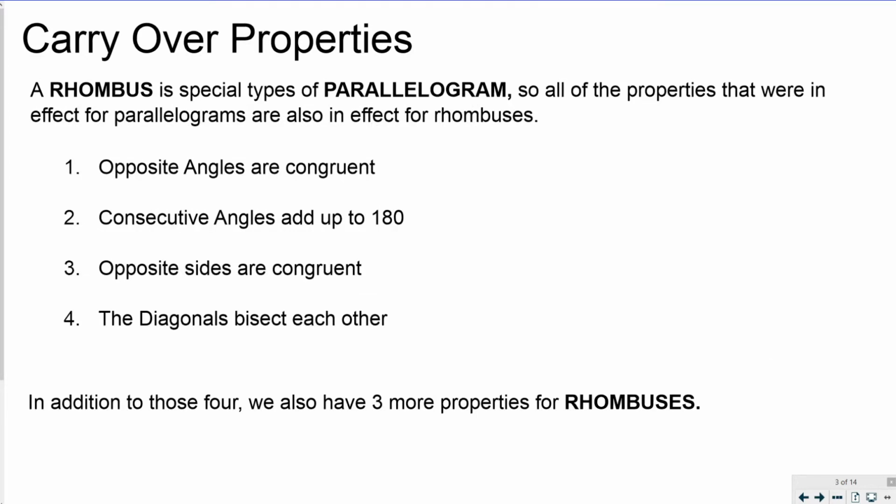So, carryover properties. Just remember that because a rhombus is a special type of parallelogram, all of the properties like opposite angles congruent, consecutive angles add up to 180, opposite sides are congruent, and the diagonals cutting each other in half all apply to rhombuses as well. In addition, a rhombus has three more properties, for a total of 7 things that apply to it.